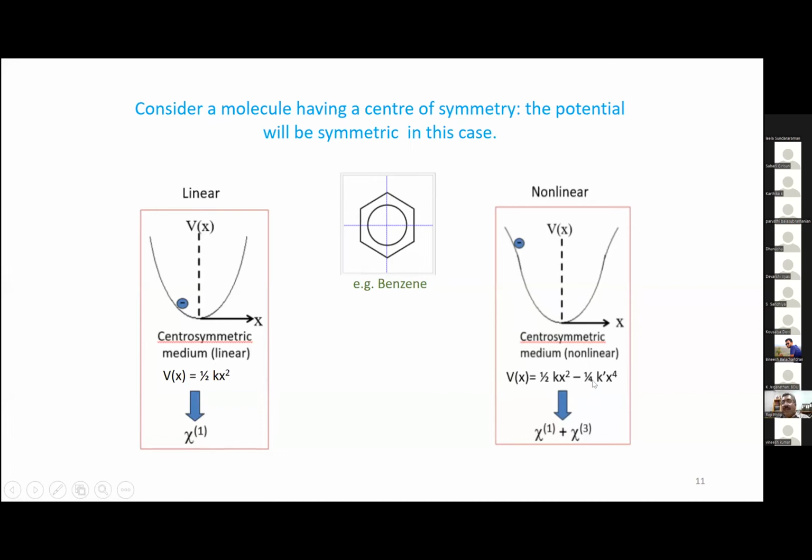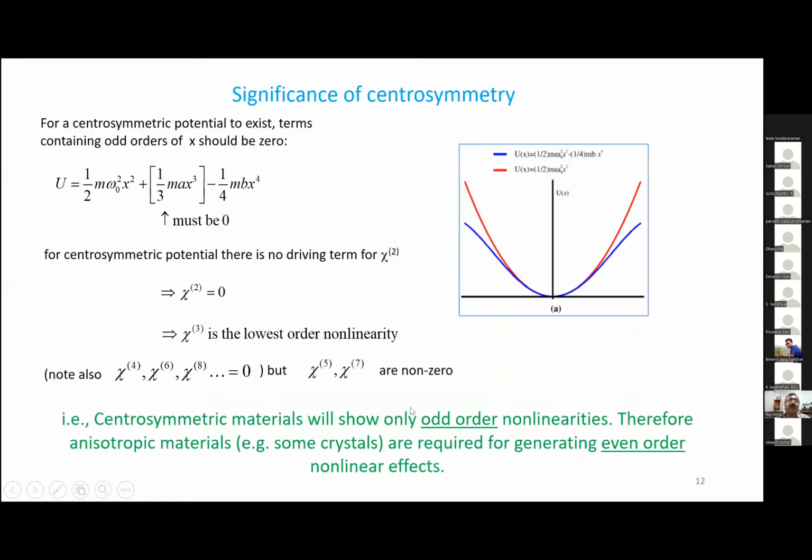But for the nonlinear response here, as we have seen, the second order term is not there, and the symmetric potential departs from the parabola as you increase the value of x. So this gives you chi1 plus chi3, but not chi2. So we will look at this point once again.